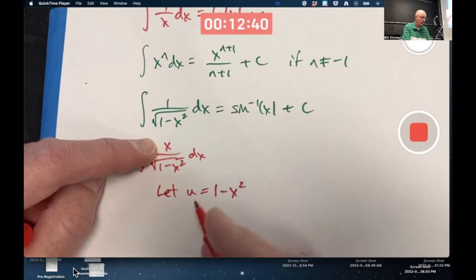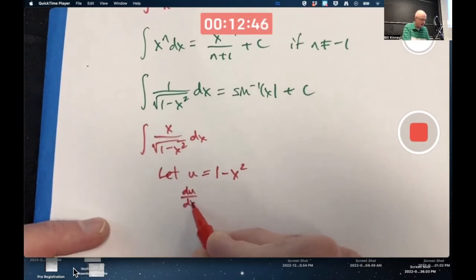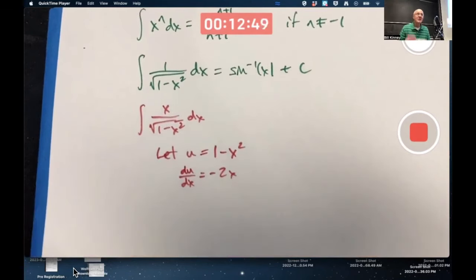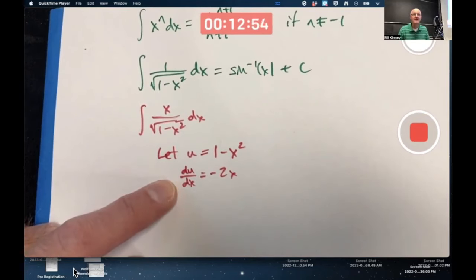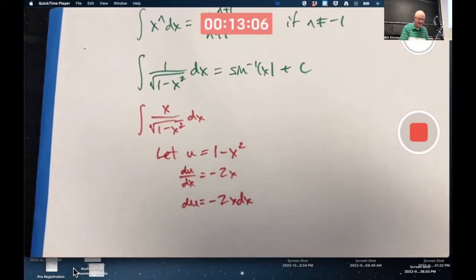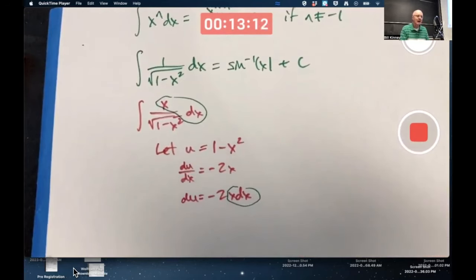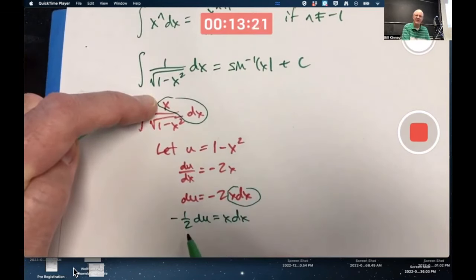That might be a good thing or an okay thing to try, but it turns out to be better to differentiate both sides of this equation with respect to U to get this. Then to pretend, here's a convenient fiction, to pretend this derivative is a fraction and pretend like you're multiplying both sides by dx to cancel it on the left. To get du is negative 2x dx. And boy, this x dx in there matches that x dx. Maybe I should divide both sides by negative 2 and get negative 1/2 du equals x dx. And maybe I should replace the x dx with negative 1/2 du.